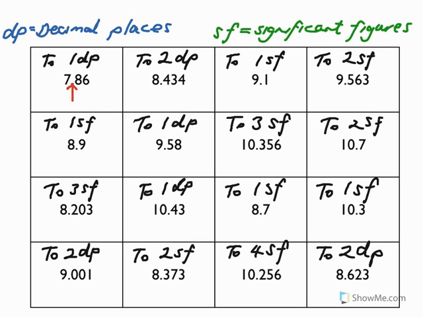With significant figures, and SF stands for significant figures, we count from the first number that's not a 0, and after that we just keep counting. So this number would be the first one we count for significant figures.